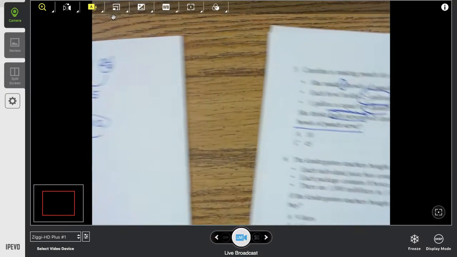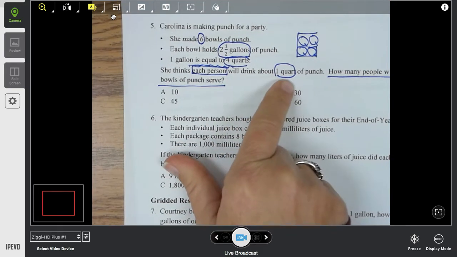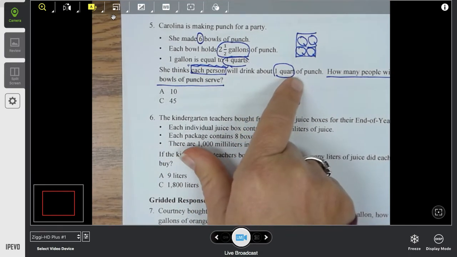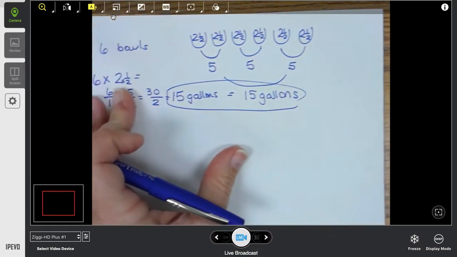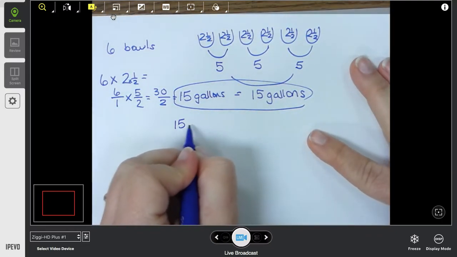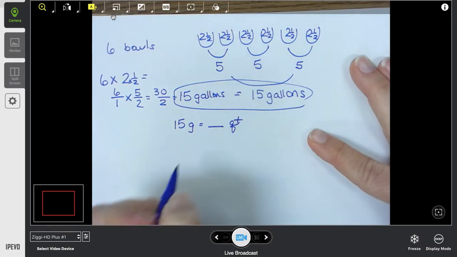Now let's see what my question asks. I know each person is going to drink a quart of punch. So how many people can I serve? Before we figure out how much she can serve, we've got to transfer it into quarts. So let's head on back over here. We've got to take our 15 gallons and change it into how many quarts that is.